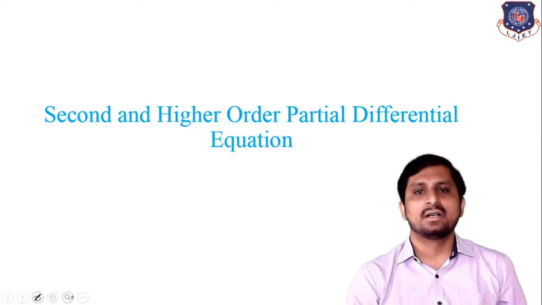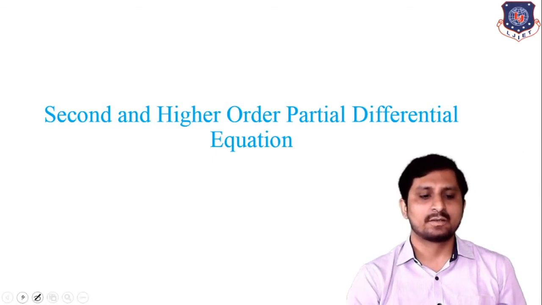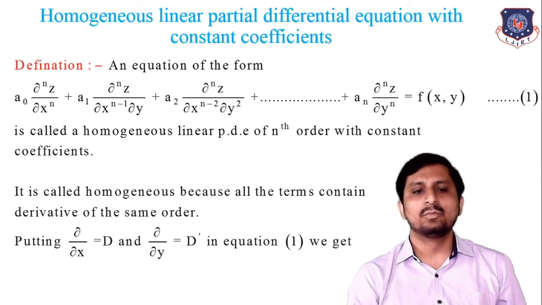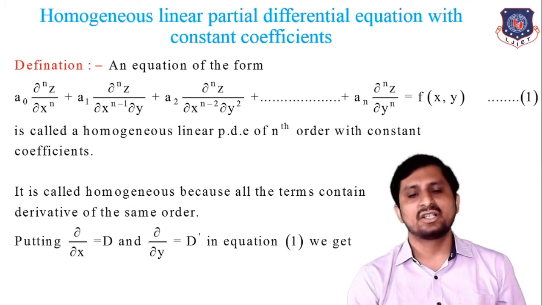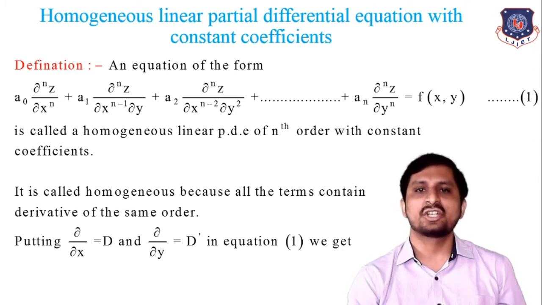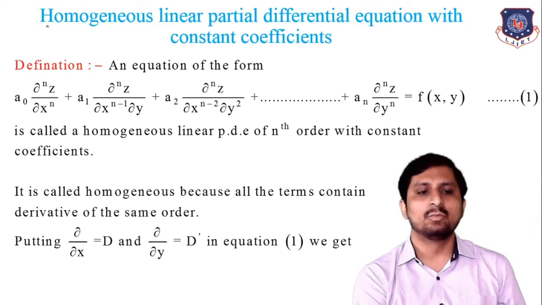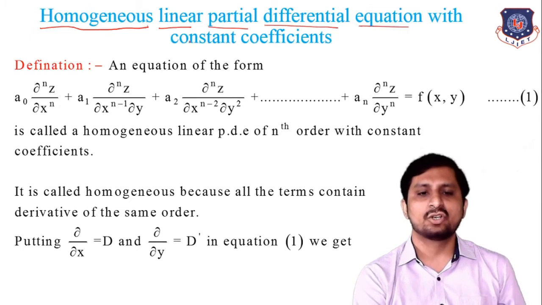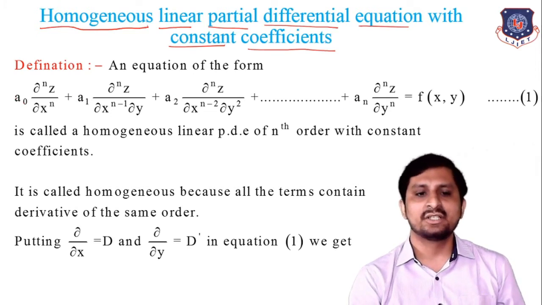So now the first topic of this chapter is homogeneous linear partial differential equation with constant coefficient. First of all, try to understand the concept of homogeneous. The first word is homogeneous, the second is linear partial differential equation, okay, with constant coefficient. You can understand that all a0, a1, a2 up to an are constant coefficients.